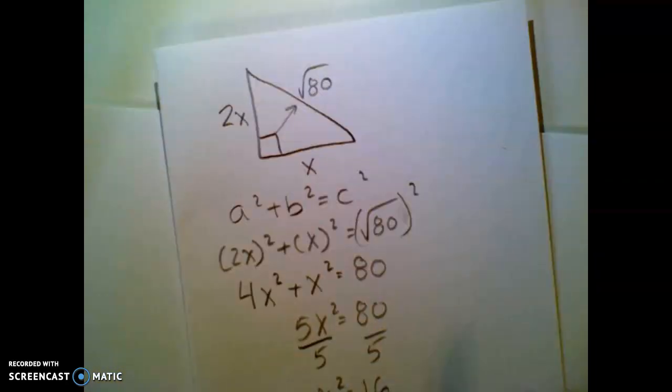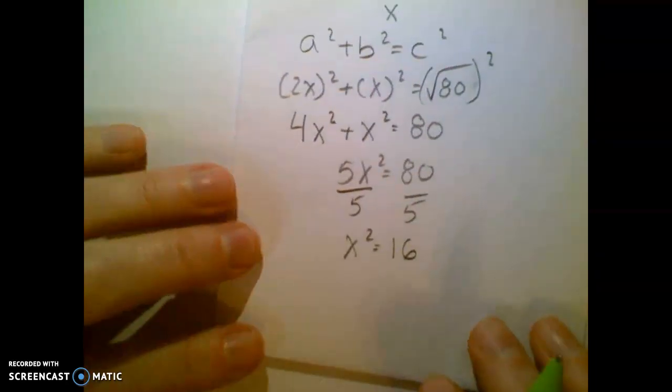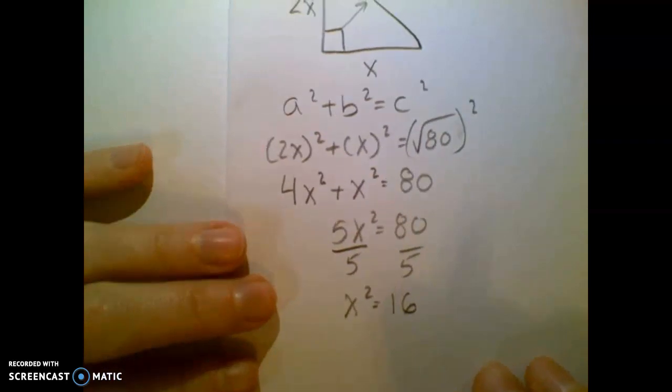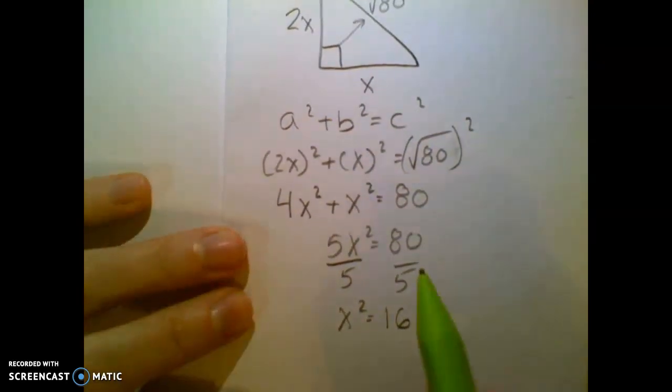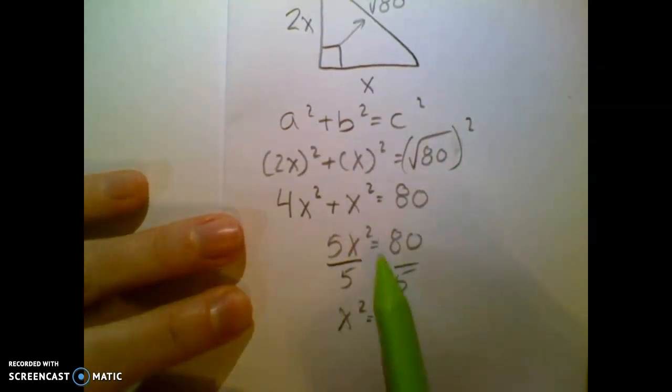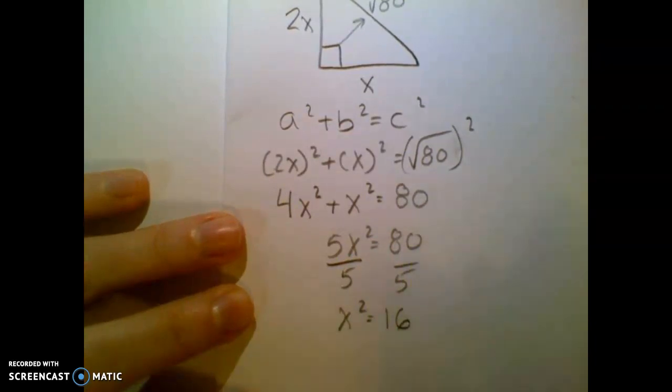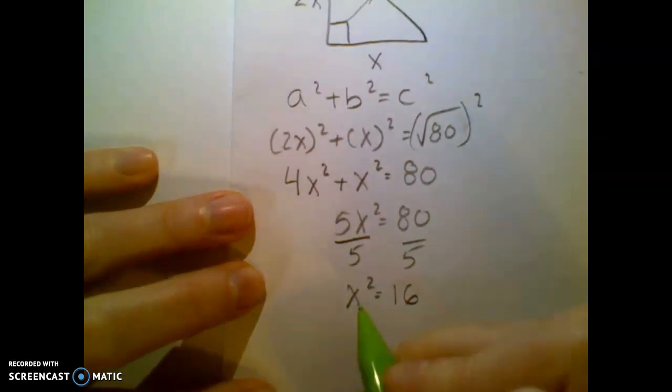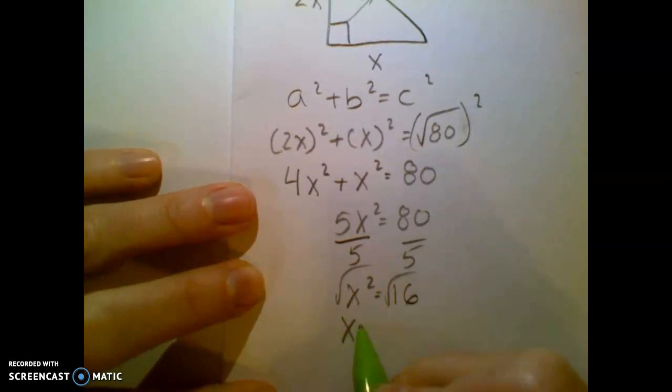All right, I'm going to move this. There we go. Okay, we got a minute and some change before this video runs out. Okay, sorry, this one's a little messy. Okay, so 5x squared equals 80, divide both sides by 5, you get x squared equals 16. Square root, x equals positive negative 4.